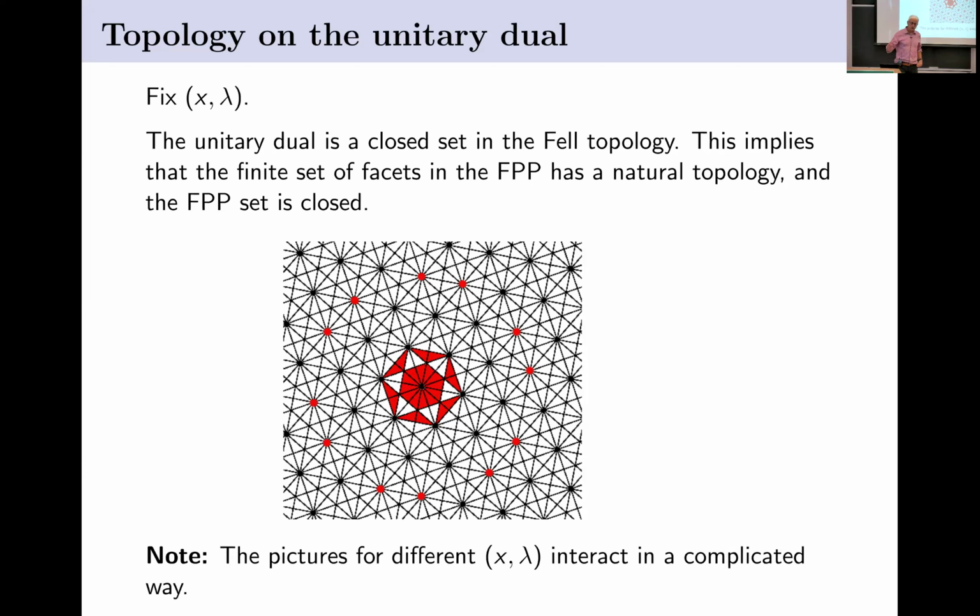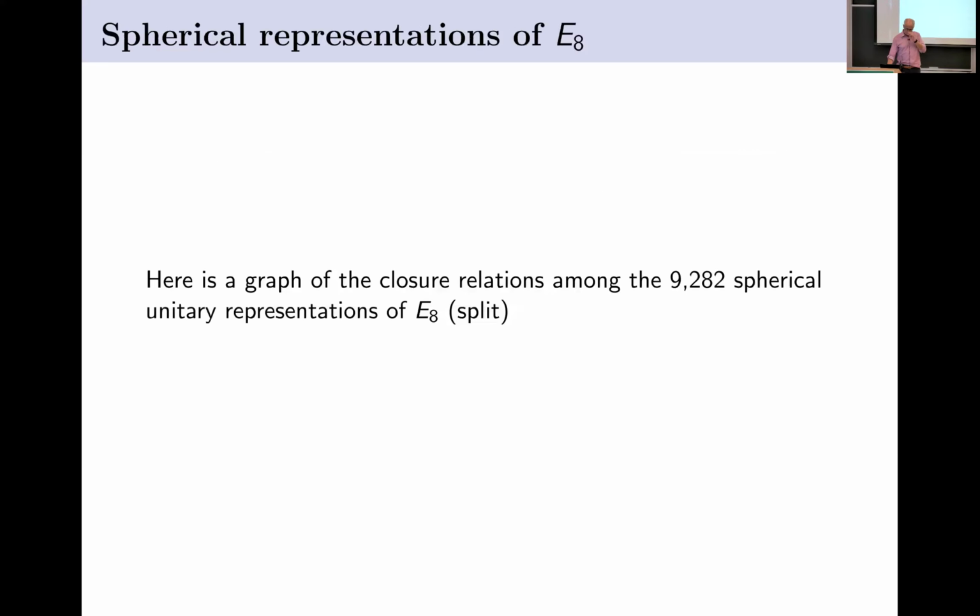But just a word of caution, the topology on the spherical set is not isolated. It's not separate from the rest of the unitary dual. It's a big complicated thing, so how this all fits together is extremely interesting. So here's a picture for E8. E8 split has 9,282 unitary spherical representations.